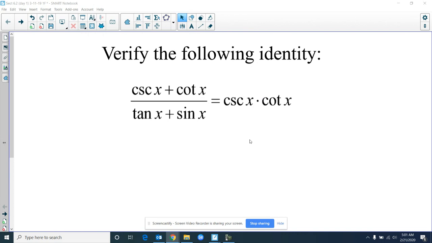We're going to start section 6.2 today and go over some sum and difference formulas.